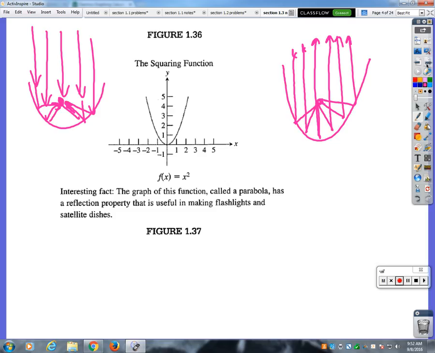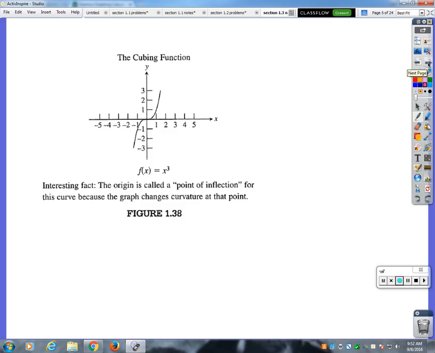All right, what's the next one going to be? Yep, y equals x cubed, the cubing function. And everybody probably already knows what that looks like before you came in. The interesting fact for this one is that the origin, and this is what Evan was asking about when we came in, has a special name. That's called a point of inflection.